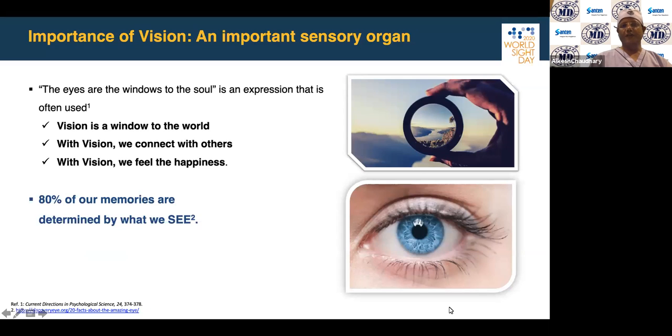First of all, the eye is our important sensory organ. They say, no sight, no word. So out of sight, out of mind. Vision is a window to the world, where we can see the world, enjoy the world, and appreciate it. And 80% of all our memories are determined by what we see. That's why we say out of sight, out of mind.